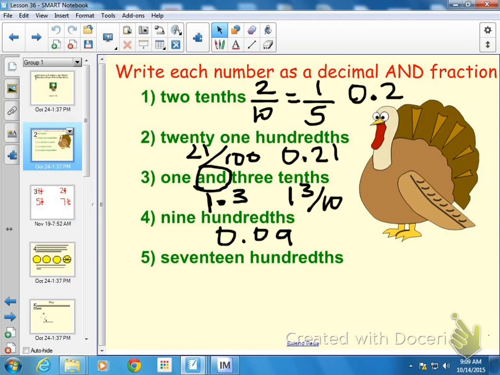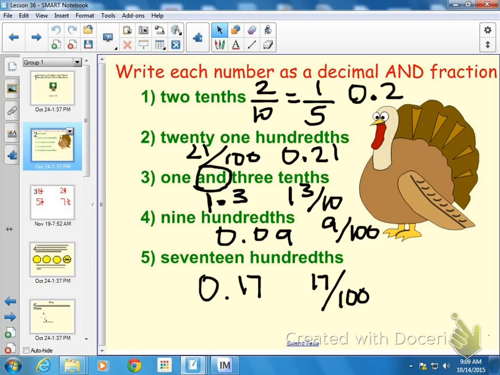So 17 hundredths, I have nothing in the whole. Oh, I'm sorry, I forgot. I have to put 9 hundredths. My bad, guys. And then when I do 17 hundredths, I have 17 in the hundredths place. And then as a fraction, I have 17 over 100. So just looking at those will help you remember what we did.